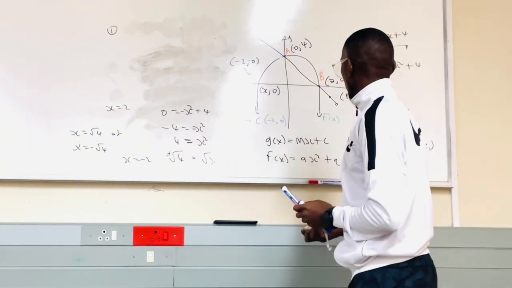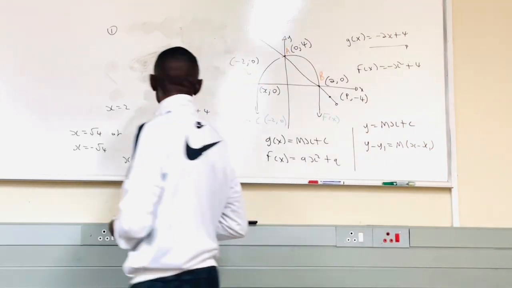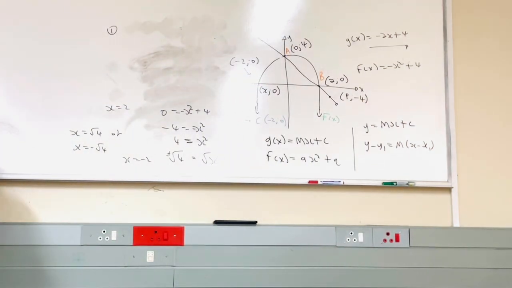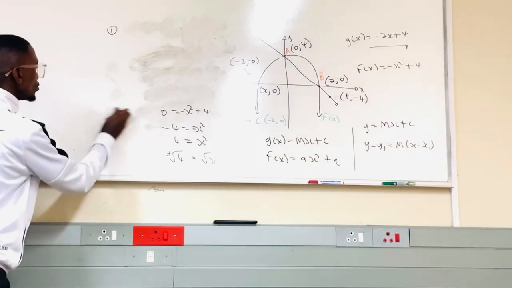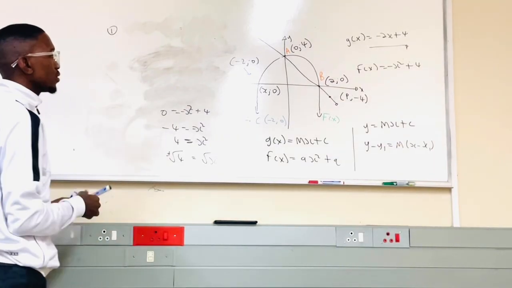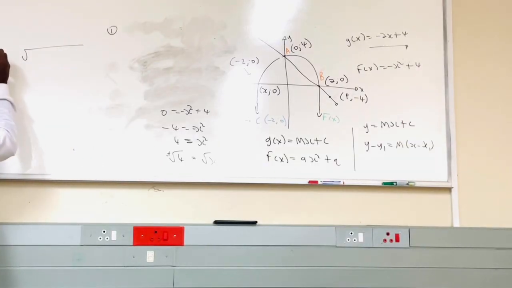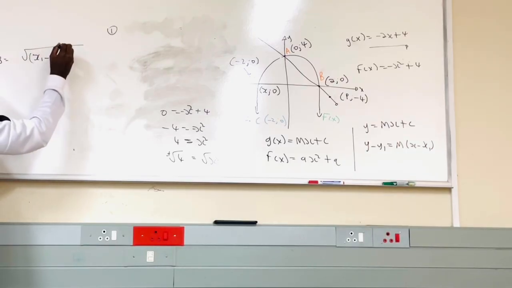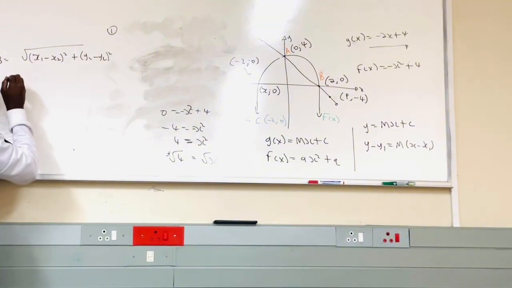Now let's see what we can do right now. We can find the distance. Let's try to find the distance, by the way. So you can find the distance of AB. Remember the distance formula? AB equals the square root of x1 minus x2 all squared plus y1 minus y2 all squared.